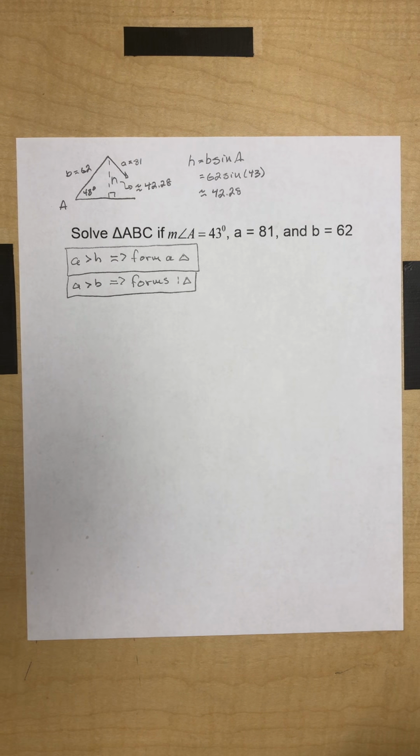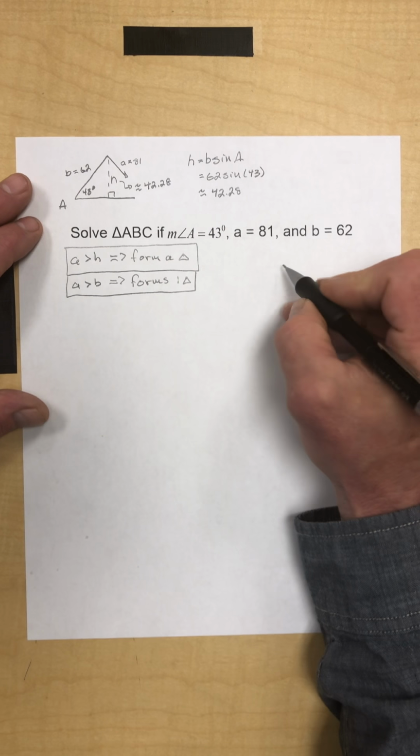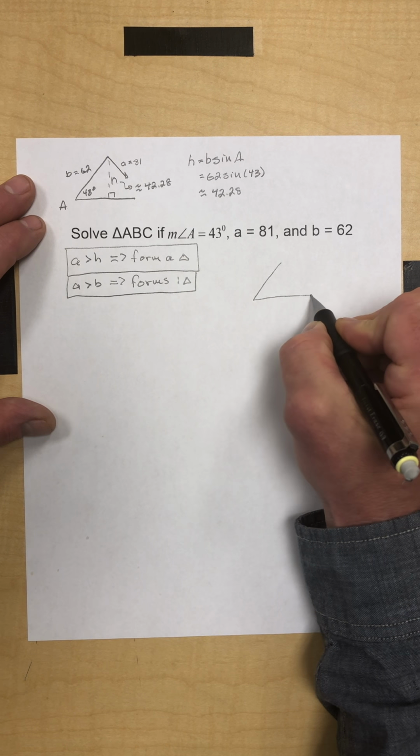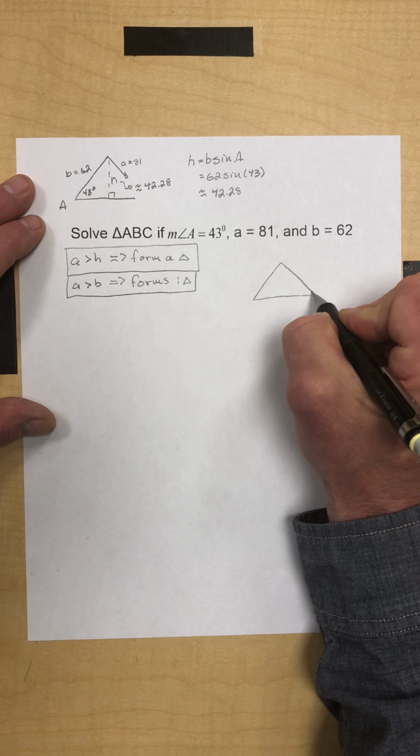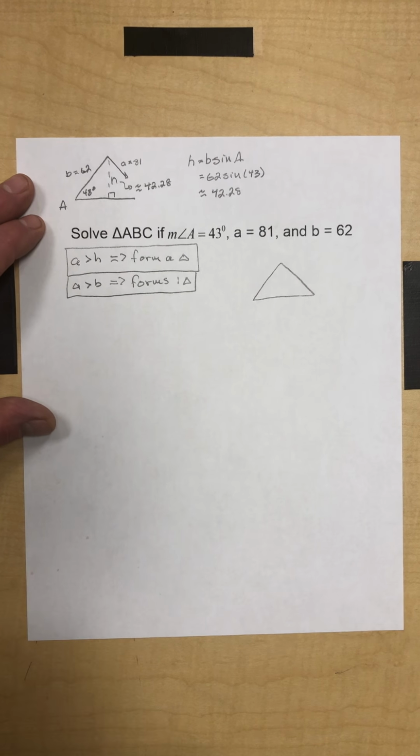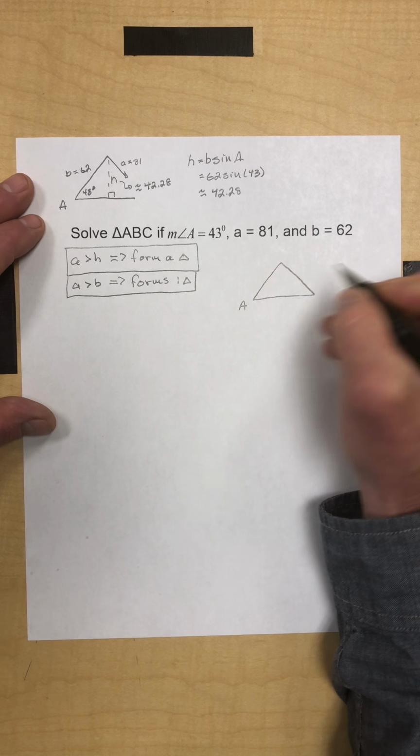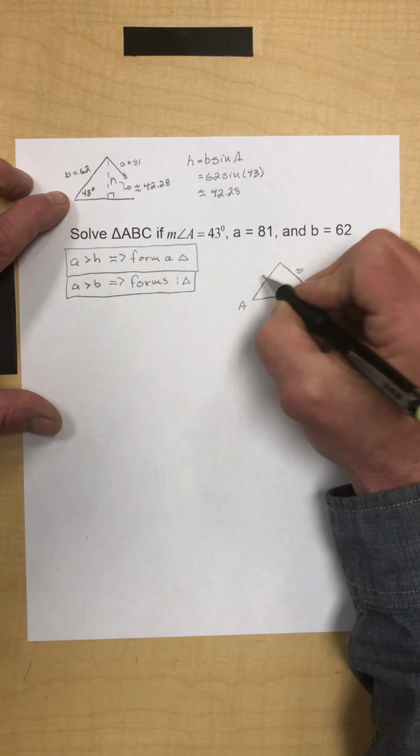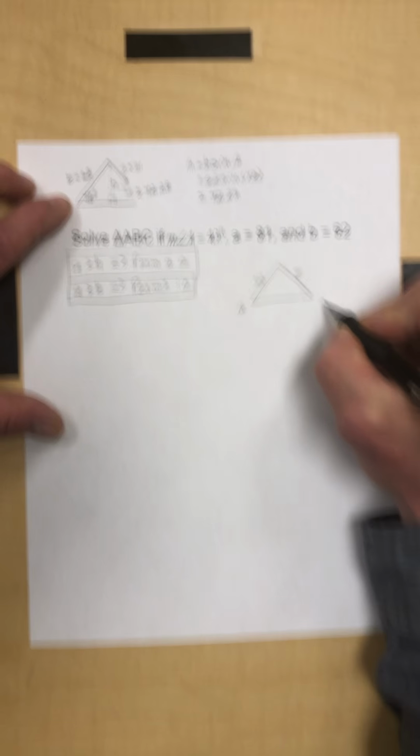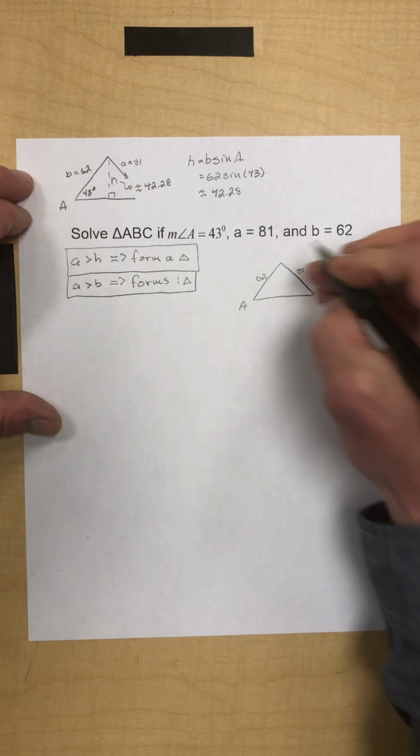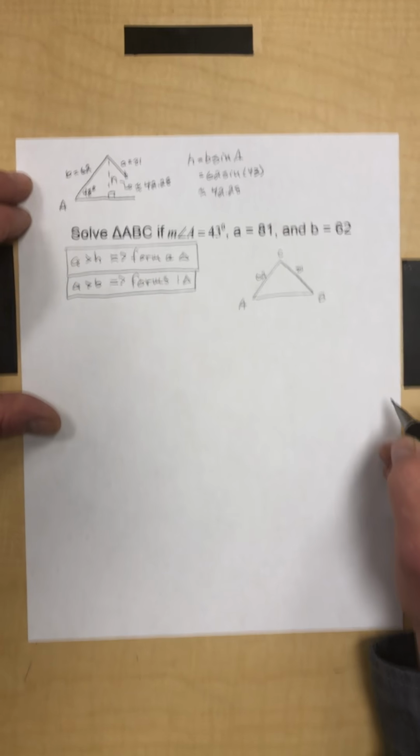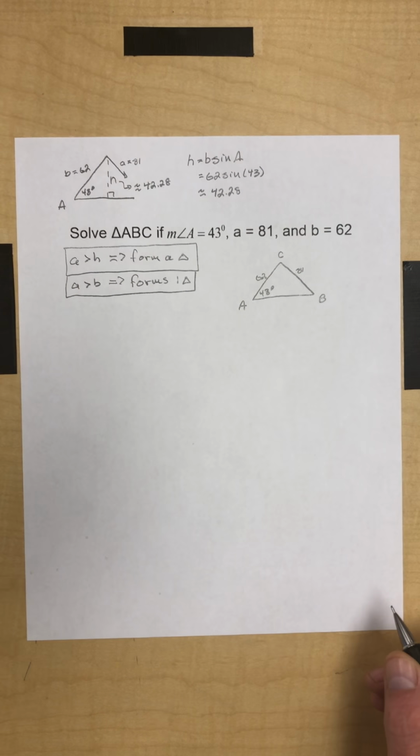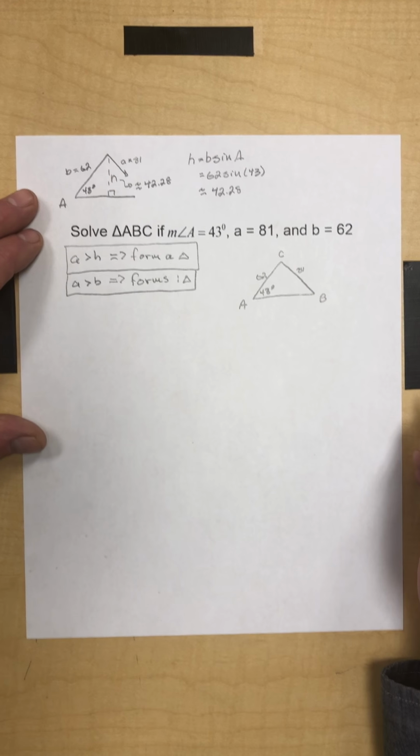So we know we can form a triangle. So we go to what we have and figure out what we're looking for. I have my a here, my 81 here, my little b is 62, so angle B has to be opposite that, so obviously this is C. And I know that this angle is 43 degrees.